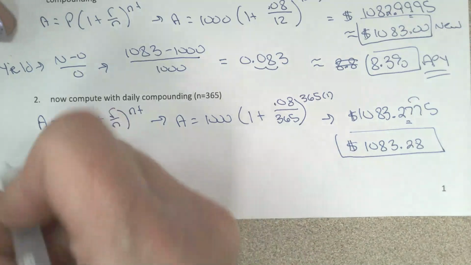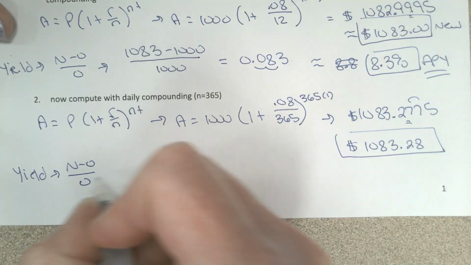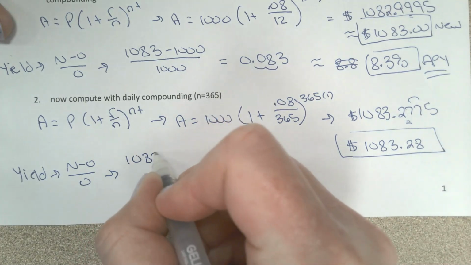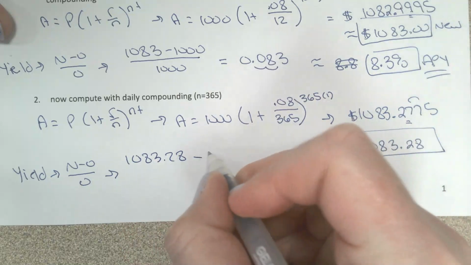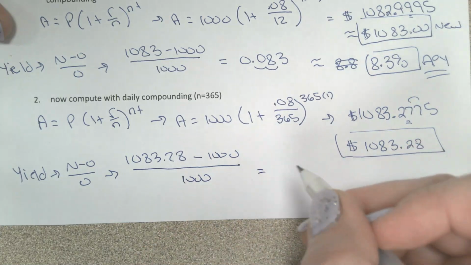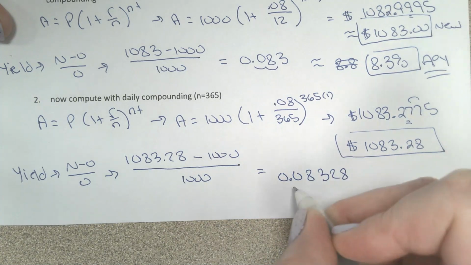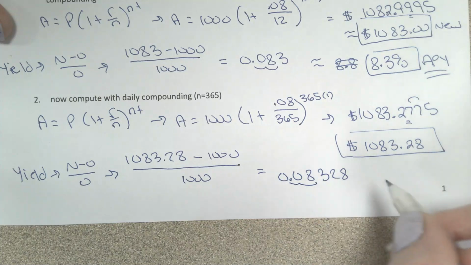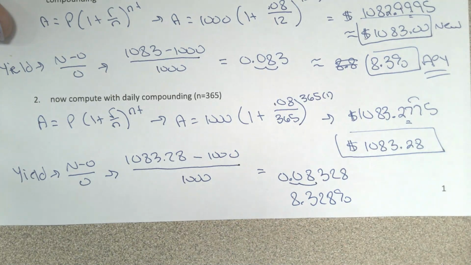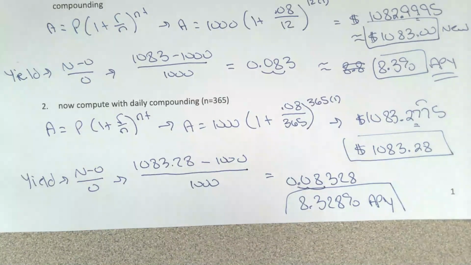So what is my yield? I'm going to take new minus old, divided by old to figure this out. This 1,083 and 28 cents is my new. My old amount is the $1,000 initial investment, divided by 1,000. I get 0.08328, move it, and I get 8.328%, which is my APY. All right, good job.